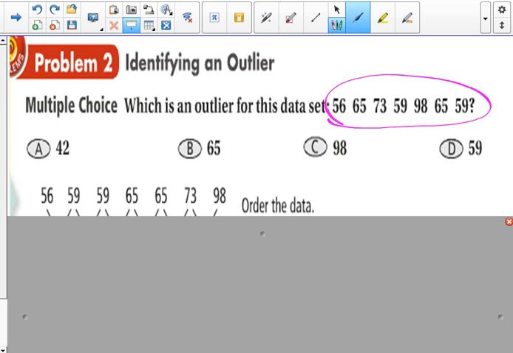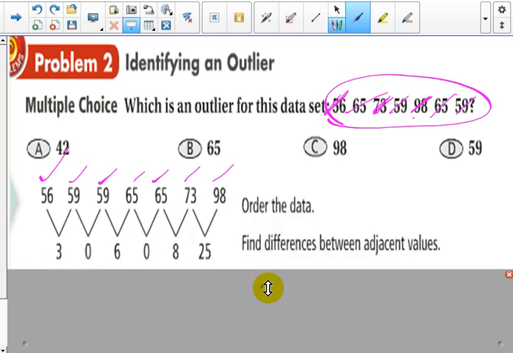So our smallest number here is 56. There it is. Then 59, 59, 2 of those. The next one is 2 65s. And then we have a 73 and a 98. So order your data. That's your first step. Now you want to take the difference between each pair.